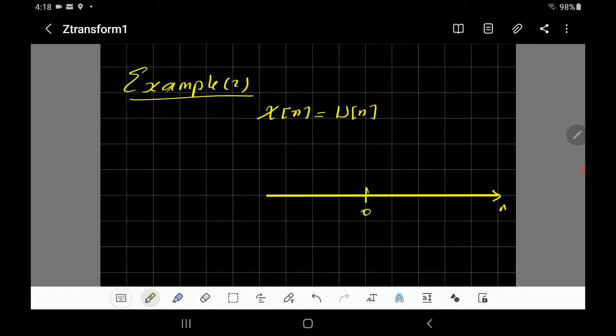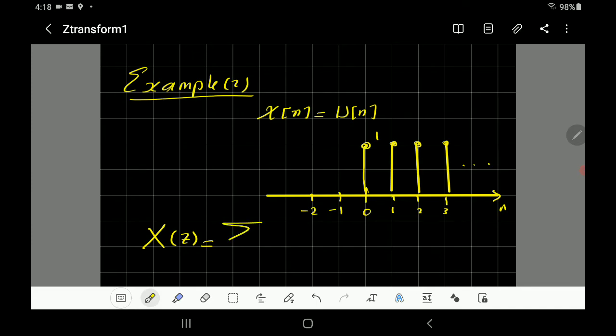If this is 0 and this is minus 1, minus 2, 1, 2, 3, and so on, start from 0 to be equal 1. If we say this is 1, so it'll be 1 all the way. All right. So now I want to find the transform of unit step.